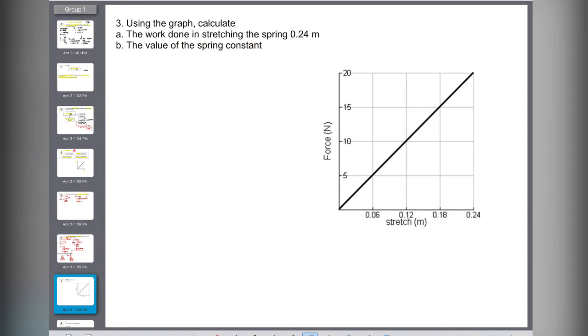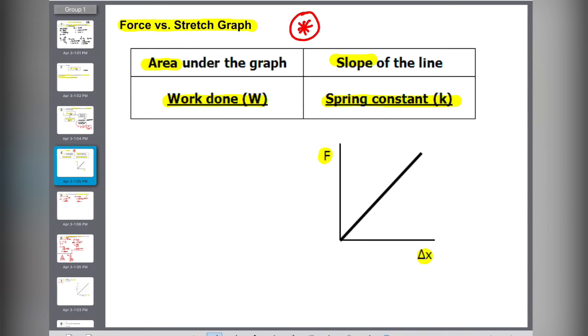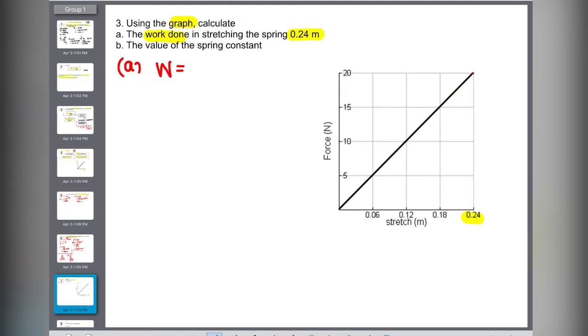Next question, using the graph, calculate work done with the spring for 0.24 meters. So the 0.24 meters is right there at the end. And if we would like work done, so part A, we're calculating for work done. And when I'm given a graph, hopefully you remember that you can go back to this or you have it on your study note. I have the graph. I want work done. I need to calculate the area under the graph, meaning I need to draw the block. The graph is the black line right here. The area under the graph is going to be this triangle.